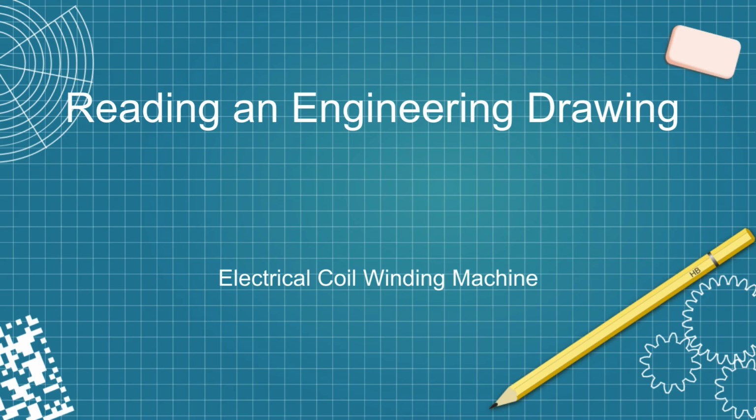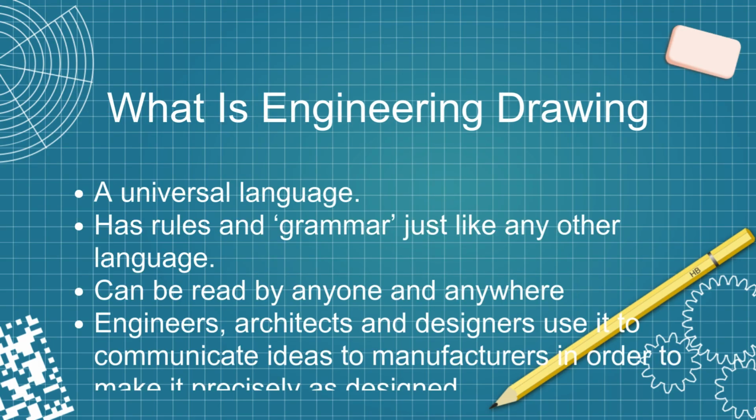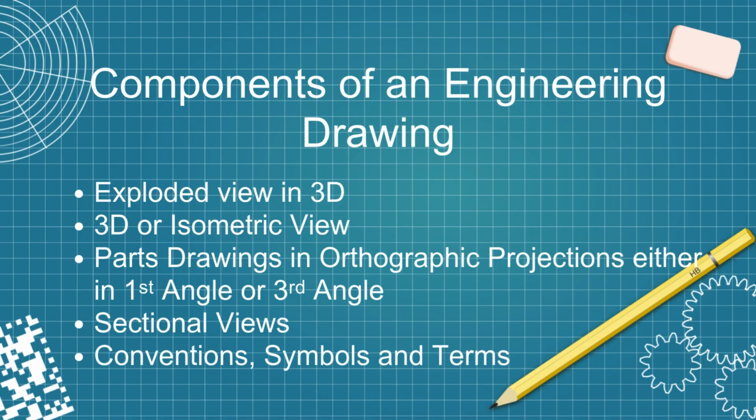Understanding engineering drawing. So, what exactly is an engineering drawing? Think of it as a universal language, a common way for technical people all over the world to communicate with each other. Just like any other language, it has its own rules and grammar. Engineers, architects, and designers use these drawings to communicate their ideas to manufacturers in order to make the product precisely as designed. A complete engineering drawing isn't just one picture, it's a collection of specific views and information.